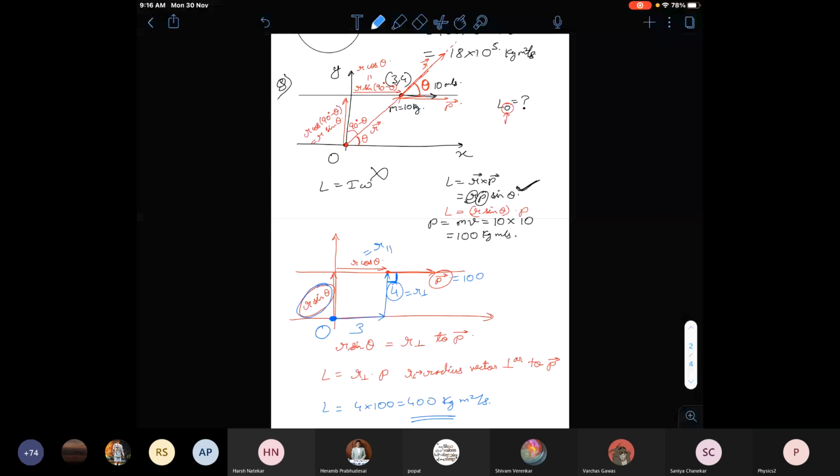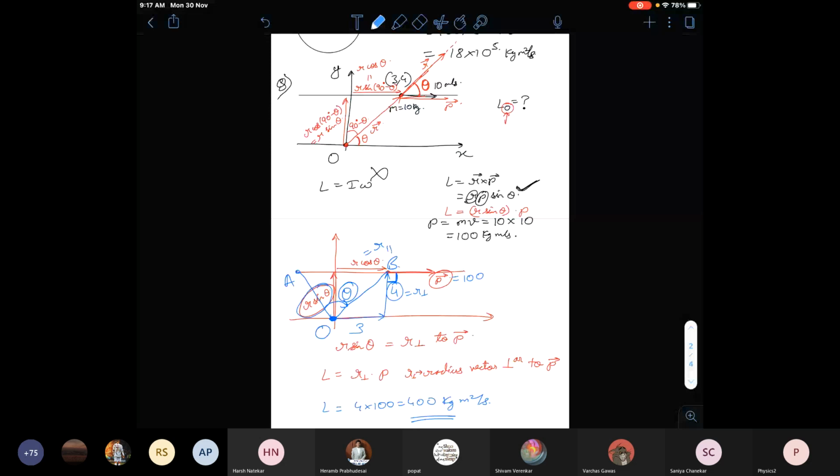Okay, it is like this. Suppose the particle moved from A to B like this. A to B. So what is happening? It is creating an angle over here, na? So any motion can be converted into angular motion. You can calculate the angular momentum for almost any case.